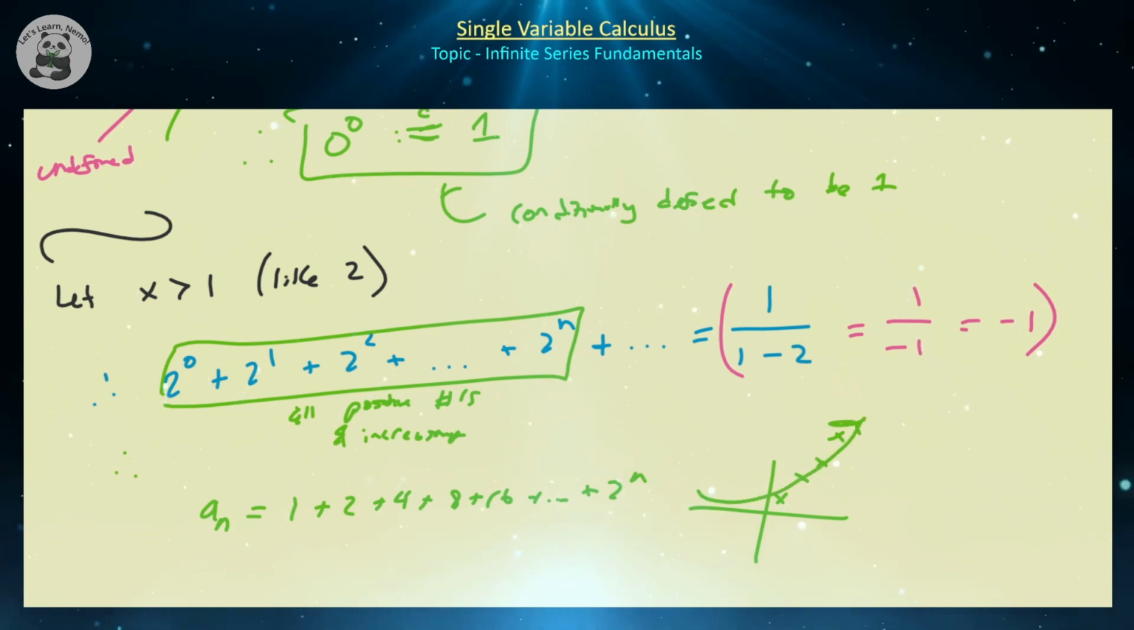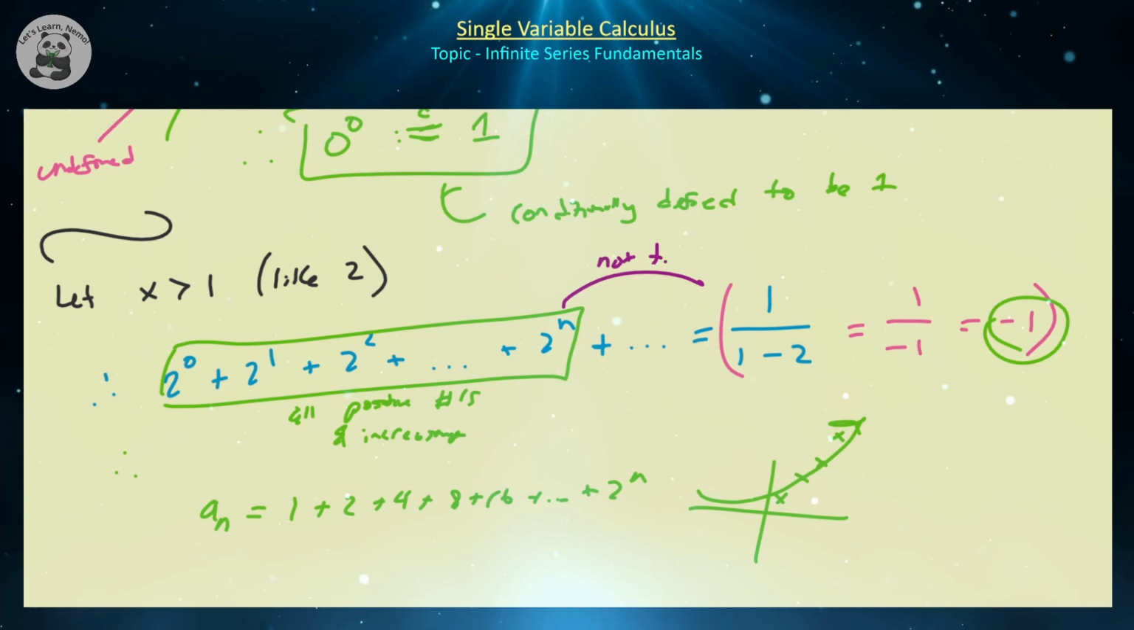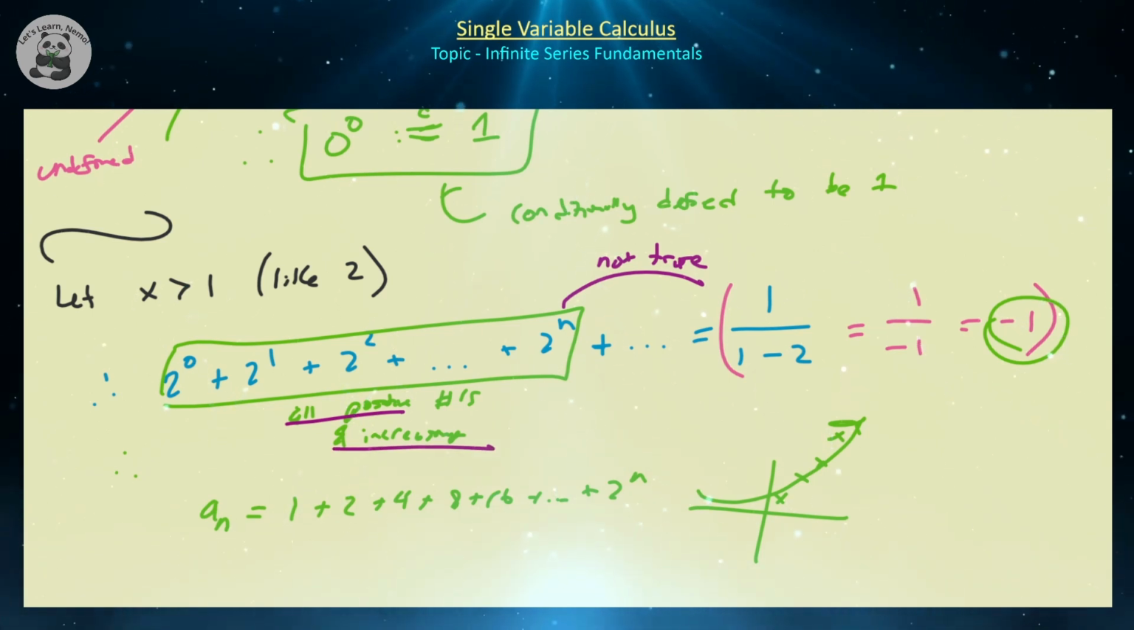Does it get closer to negative 1? It's impossible for that to be the case, right? So this does not make sense. So this is not true, at least under standard addition rules, since this is an always positive and always monotonically increasing sequence. So x cannot be greater than 1, right? So that's a really bad thing.